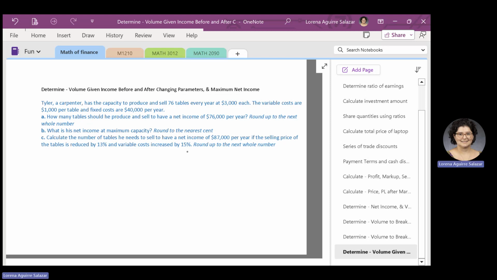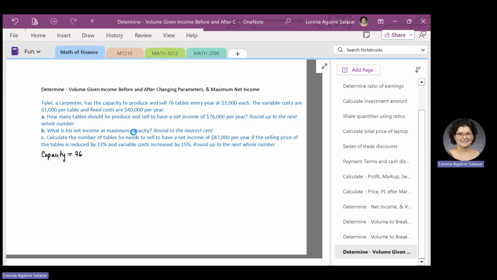To work with a problem like the one we have here, we need to understand the variables involved. Let's start with 76. 76 is the capacity of the facility. Tyler has the capacity to produce and sell 76 tables. So let's write here that capacity equals 76.